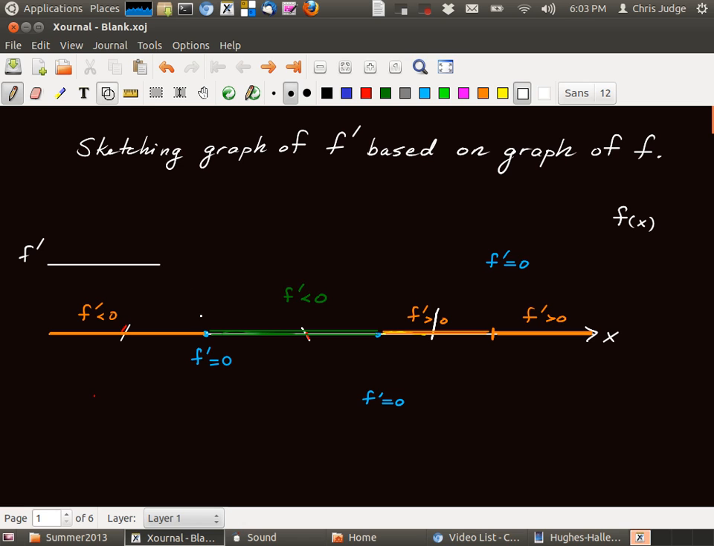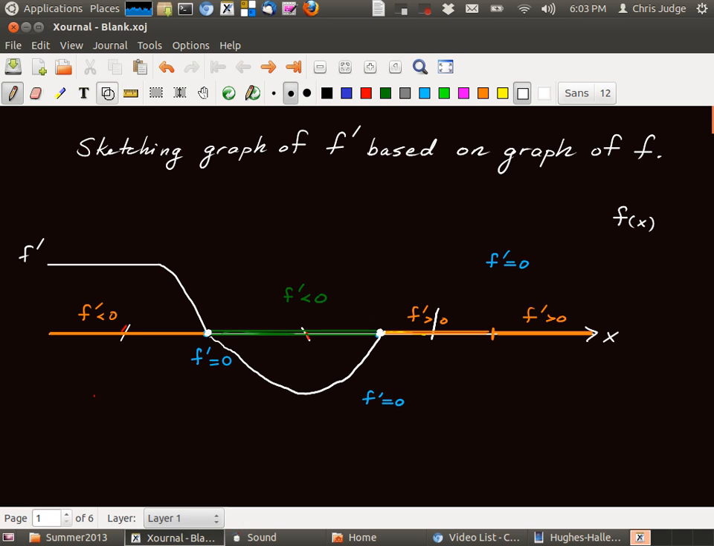Then we know that f prime is 0 here. So we have to connect the dot to 0, because being 0 means that you hit the x-axis. The function f prime is negative along this green line. So we know that the graph must descend below the x-axis. It's 0 at this point. So we have to connect up with the x-axis here.